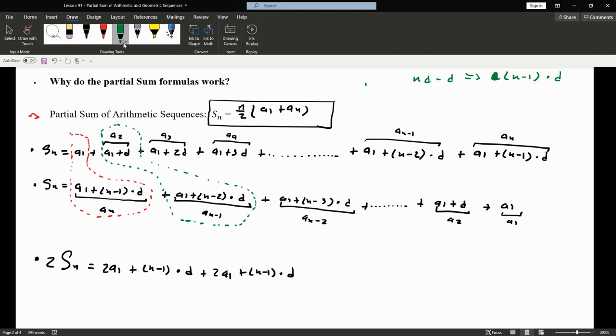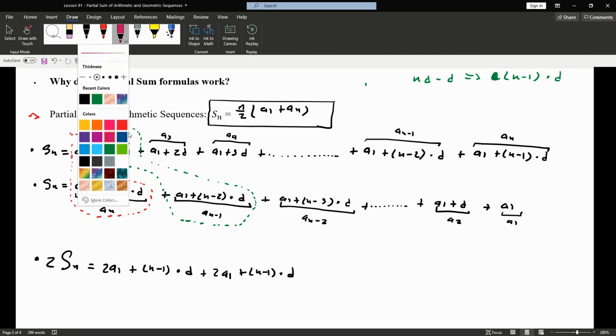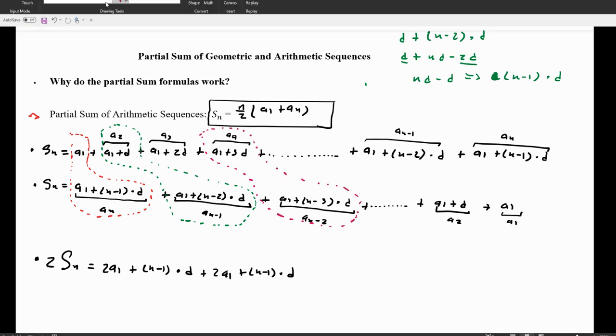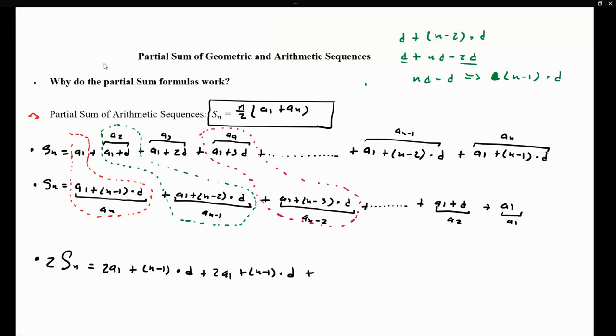And then we're going to move forward and we're going to add the next term. So the third term of S of n with the third term of the second S of n. And if I add them up, you can verify this, but this is still going to give us 2 a1 plus (n minus 1) times d. And then there's going to be a bunch of addition on them.